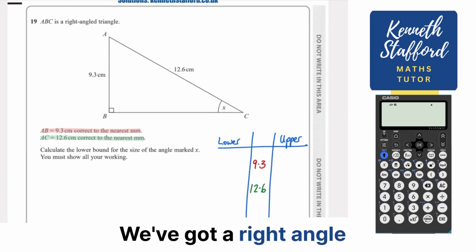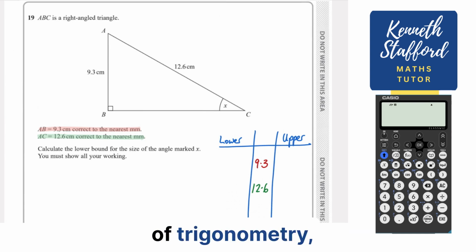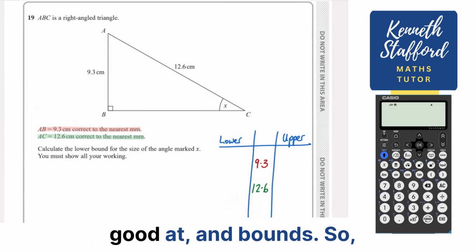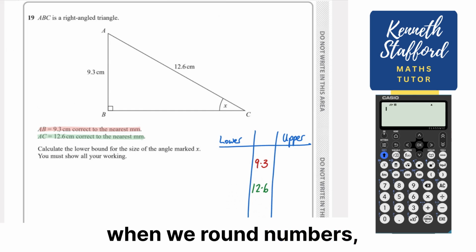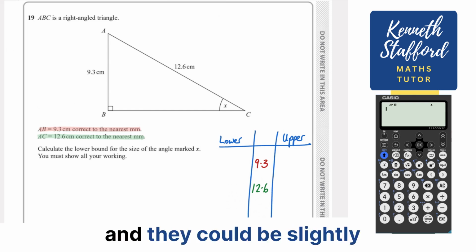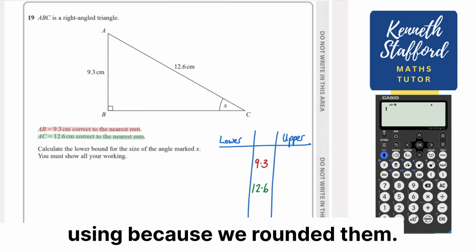Question 19, we've got a right angle triangle. So this question is a combination of trigonometry, which hopefully you're all good at, and bounds. Bounds is the concept where when we round numbers, they could be slightly bigger and they could be slightly smaller than the number we're using because we rounded them.